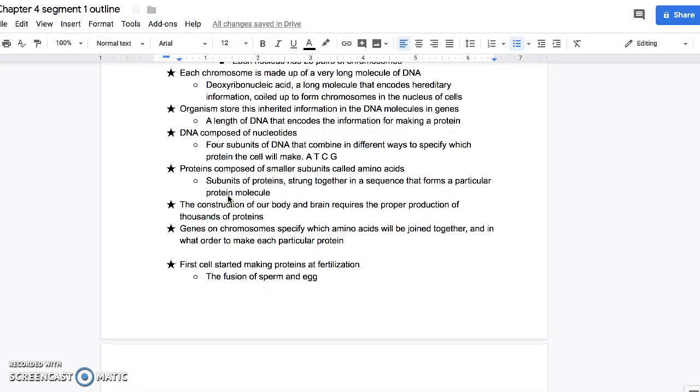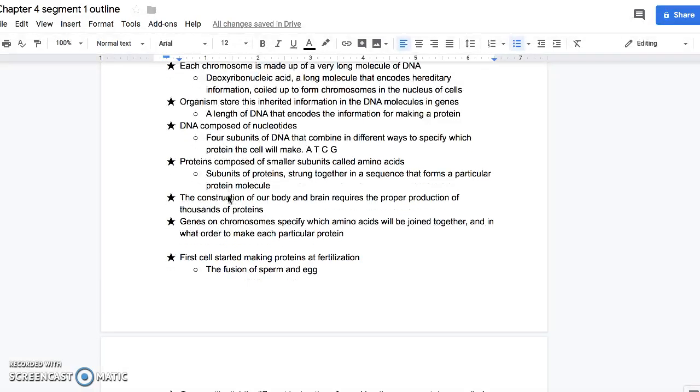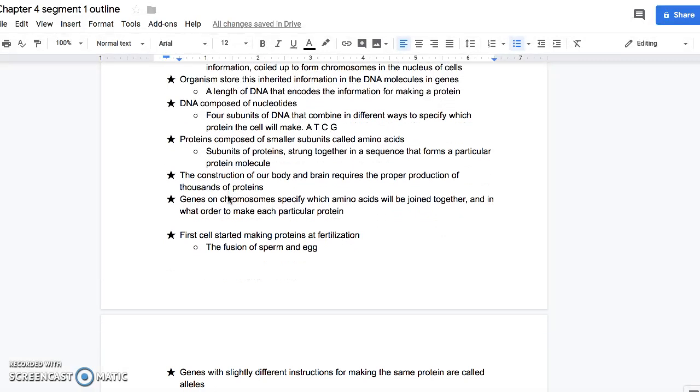Each chromosome is made up of a very long molecule of DNA. DNA stands for deoxyribonucleic acid, and it's a long molecule that encodes hereditary information, coiled up to form chromosomes in the nucleus of cells. Organisms store this inherited information in the DNA molecules in genes. Genes are a length of DNA that encodes the information for making a protein.